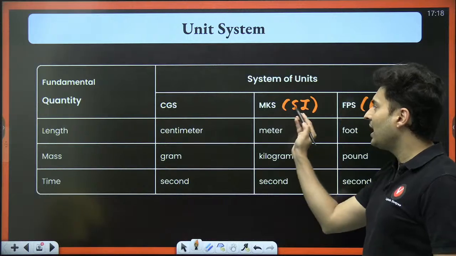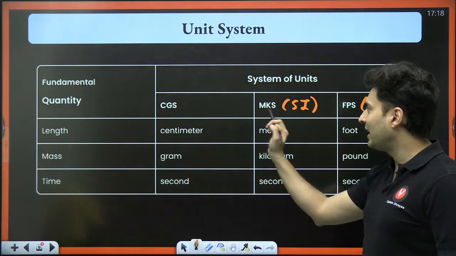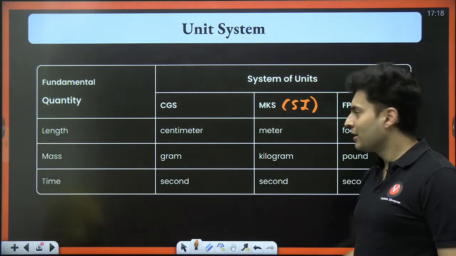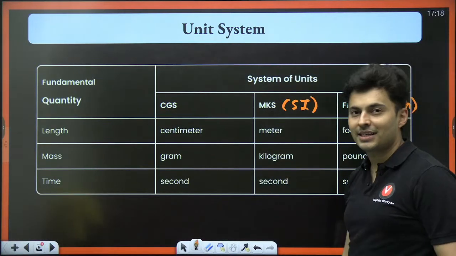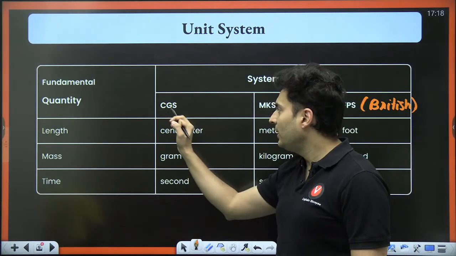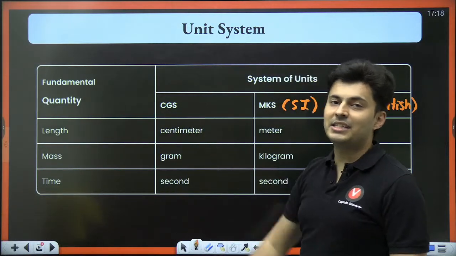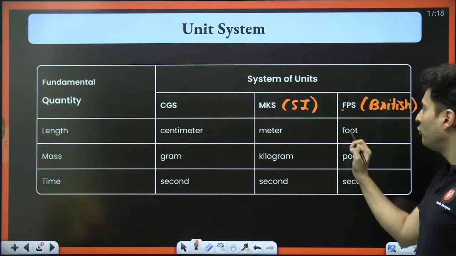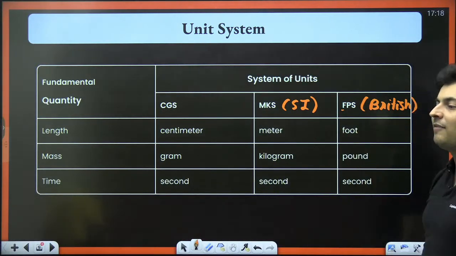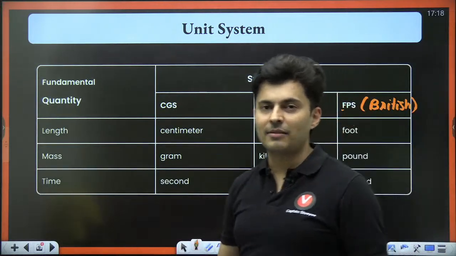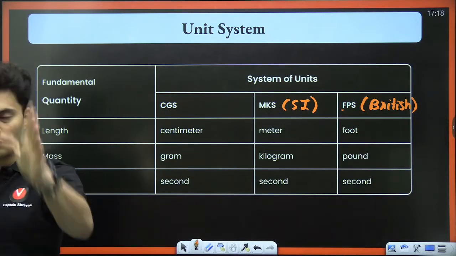So MKS: meter, kilogram, second, hence the name MKS, meter for M, kilogram K, second S. CGS: centimeter C, gram G, second S. That's why the name CGS. FPS: foot F, pound P, second S. That's why the name FPS system. That's why these names have come. Are you able to understand this? Everyone with me? Very good.